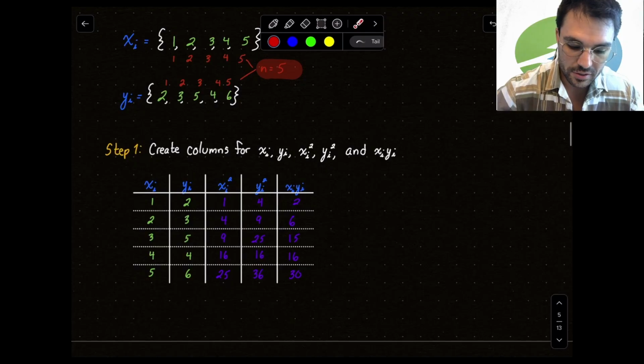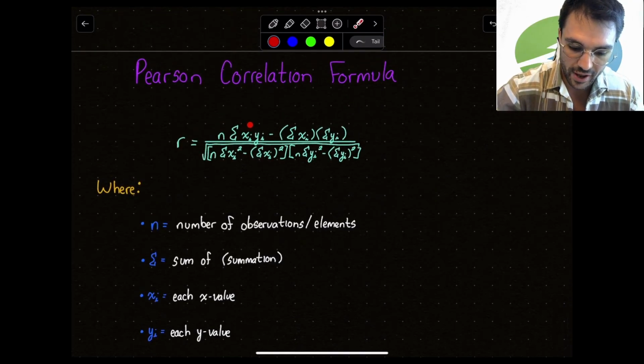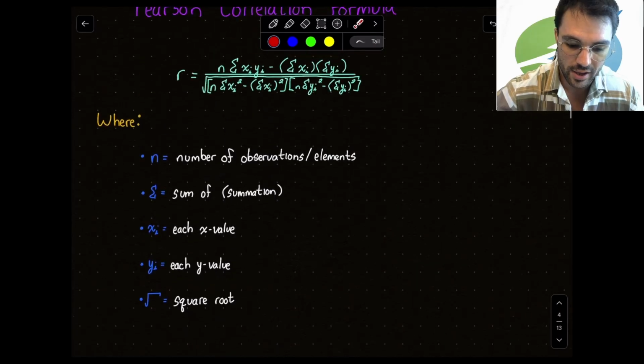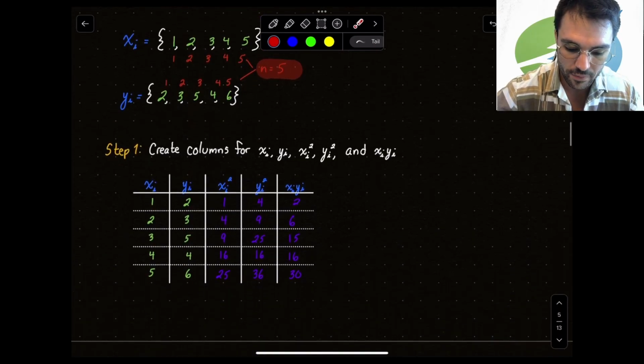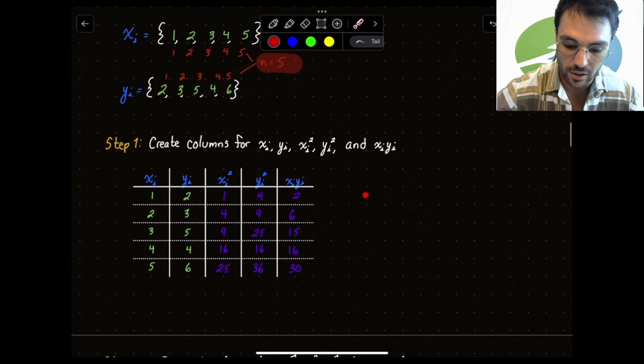All right. Step 1, create columns. In this equation, we have summation of x sub i y sub i, summation of x sub i, summation of y sub i, summation of x sub i squared, and summation of y sub i squared. So we want to calculate all those so we can have them readily available to plug right into this. Again, we already found n equals 5. The x sub i and the y sub i are given to us in the problem, so we really just need to make 3 more columns.